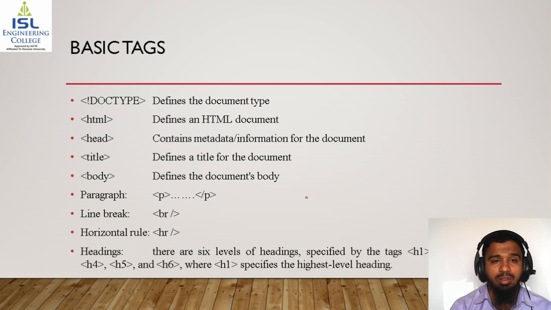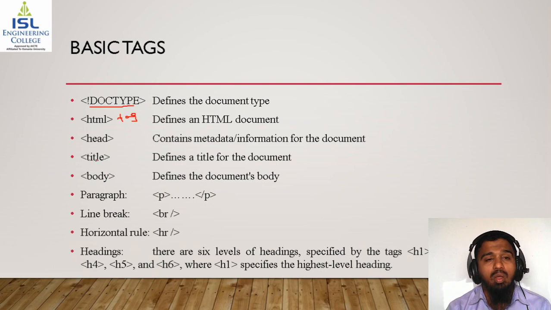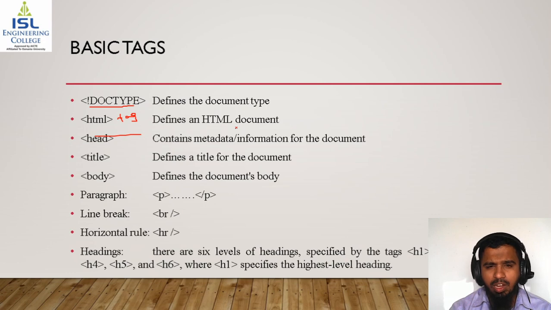Okay, fine. So here is the basic tag. What is the basic tag? In the basic tag, as I showed you, the document type defines the document, whatever the document is, HTML, XML, or any other language. And what is the HTML tag? This is a tag. All of these are tags: HTML, head, body. Whatever is written in angle brackets is called a tag. Now, it defines an HTML document.